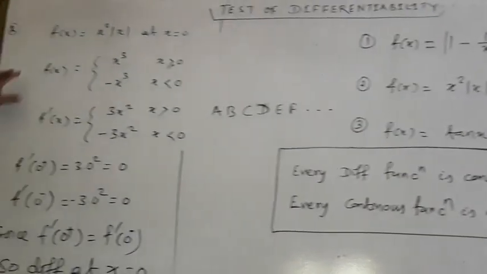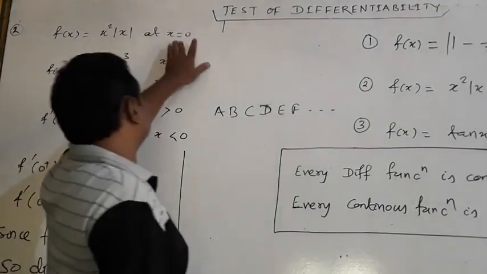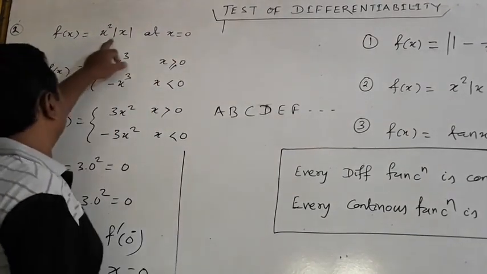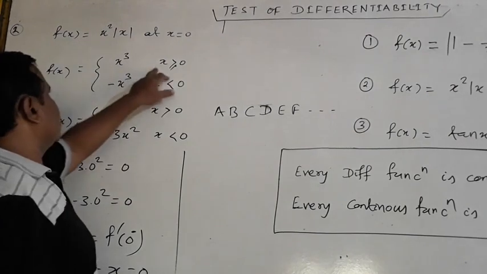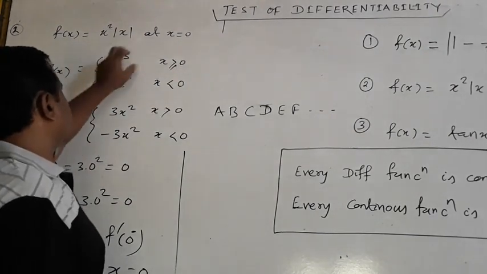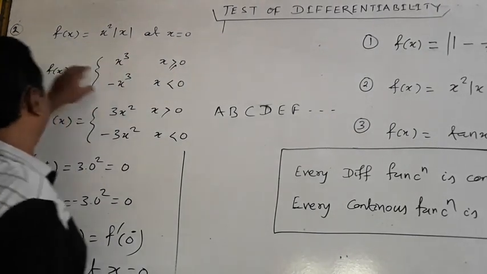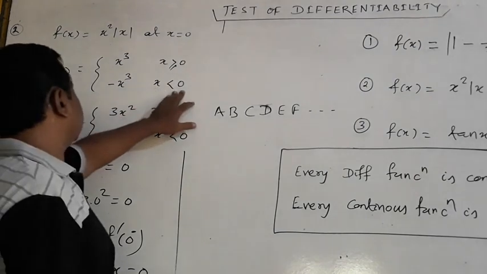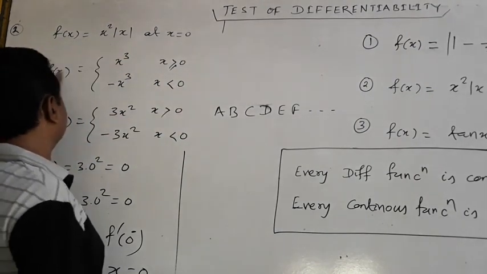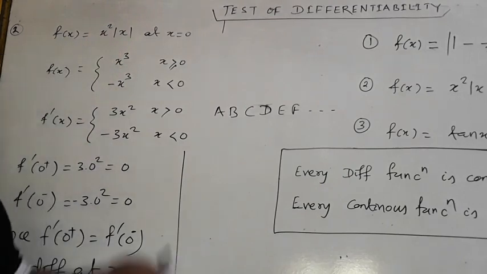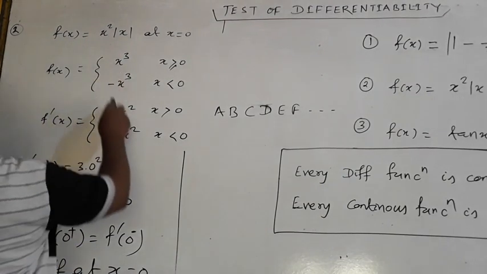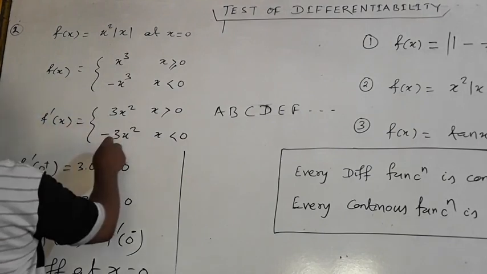Look at number 2. f(x) is equal to x square mod x at x is equal to 0. f(x) is equal to x square into mod x. In place of mod x, I am writing x. For x greater than or equal to 0, x square into x is x cube. For x less than 0, mod x is minus x, so it is x square into minus x, that is minus x cube. Now f dash x is what? 3x square. f dash x is minus 3x square.